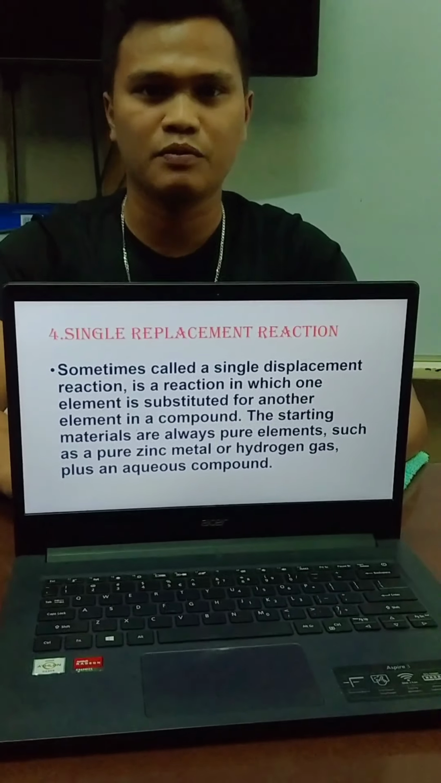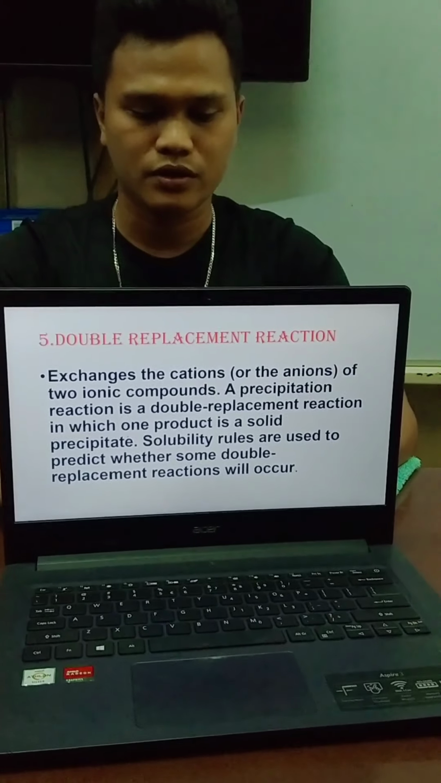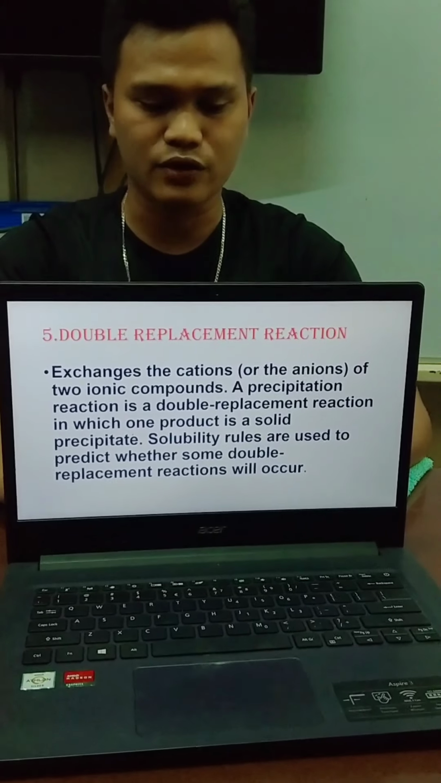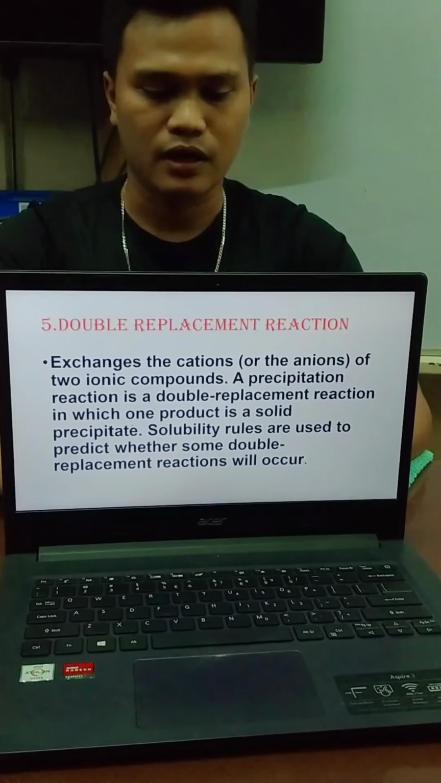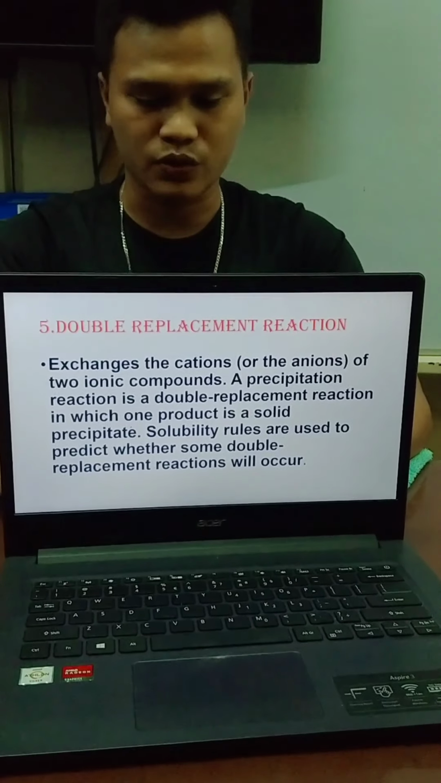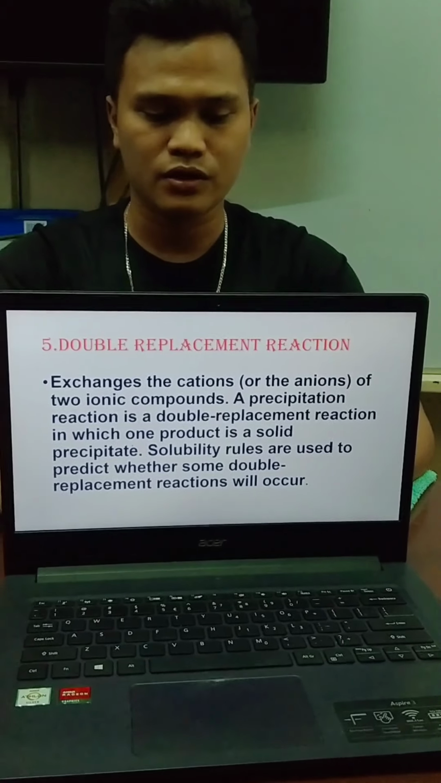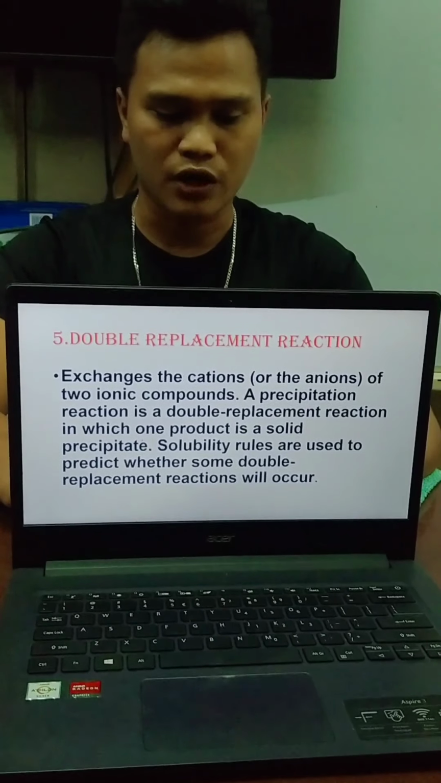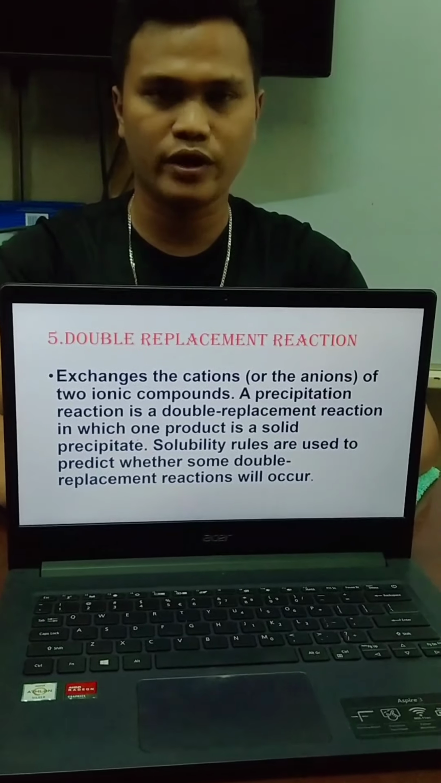The last type of chemical reaction is double replacement reaction. Double replacement reactions exchange the cations or anions of two ionic compounds. A precipitation reaction is a double replacement reaction in which one product is a solid precipitate. Solubility rules are used to predict whether some double replacement reaction will occur.